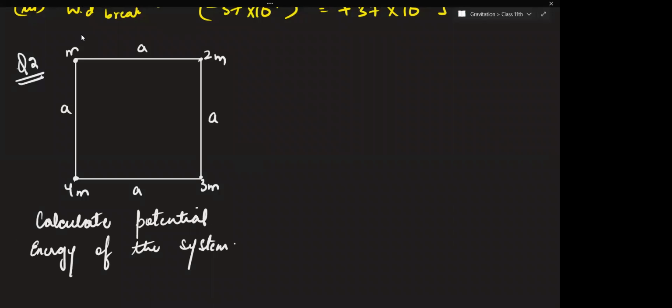See class, 4 point masses are given to you, their separation is given. And now you are asked to calculate the potential energy of the system. See class, what did I say? Whenever you have potential energy, you have to see the number of interactions that are occurring. It means the number of forces that are occurring. So see, two bodies can interact with each other. It means they can exert force on each other. Two bodies that have a certain separation.